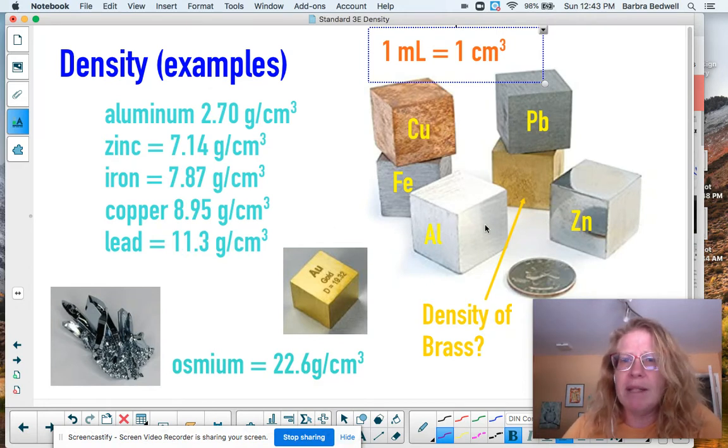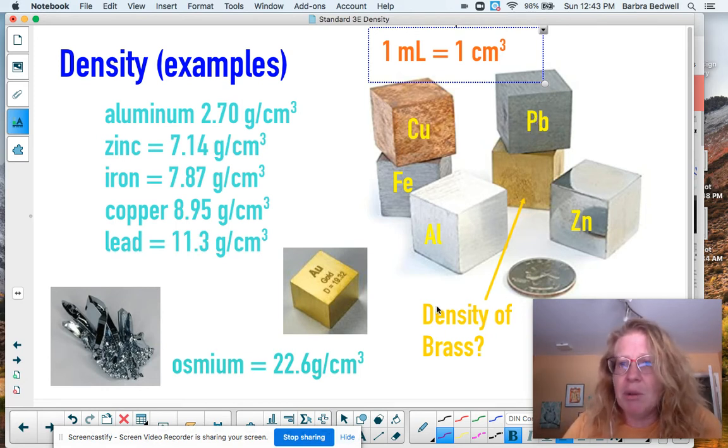So these different masses up here, these different cubes, even though they'll all be the same size, they have a different amount of mass. This one's under 3 grams. The zinc and the iron are in that 7 grams range. These two, the copper is heavier. It's almost 9 grams. And then this block of lead up here is about 11.3 grams.